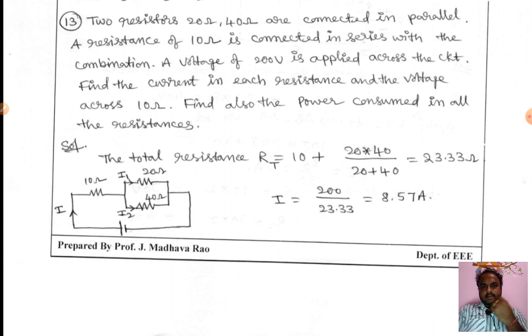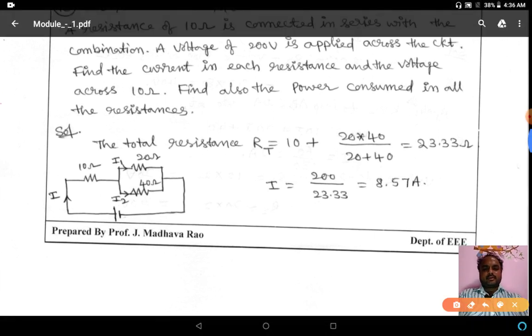So here first, you have to frame the circuit. The 20 ohm and 40 ohm are in parallel, and the 10 ohm resistor is connected in series according to the statement. A voltage of 200 volts is applied to the circuit, and we find the current in each resistor, the voltage across 10 ohm, and also the power consumed in all the resistances. That is the problem. First you frame the circuit. The circuit is not given, you have to frame the circuit.